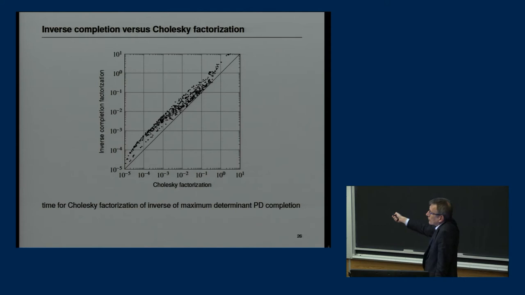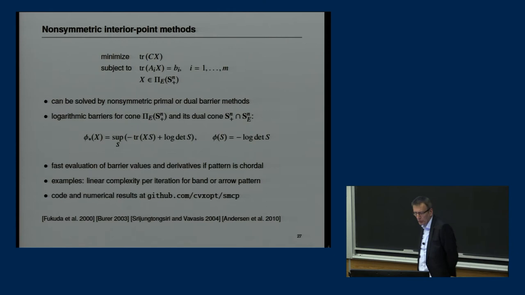And so once you have the barrier functions and the gradients and the Hessians, we can implement a primal or a dual barrier method using these barrier functions. So Martin developed a solver based on this in his thesis.